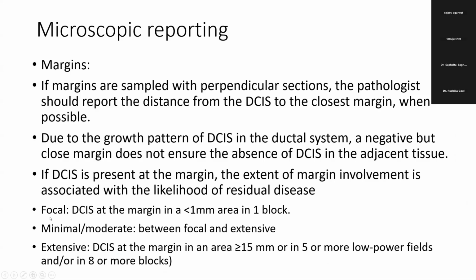We call it focal involvement of the margin if DCIS is less than 1 millimeter in one block. It is moderate if it is between focal and extensive, and extensively involved margins would be if it is in an area of more than 15 millimeter, or in more than 5 low-power fields, or in 8 or more blocks.